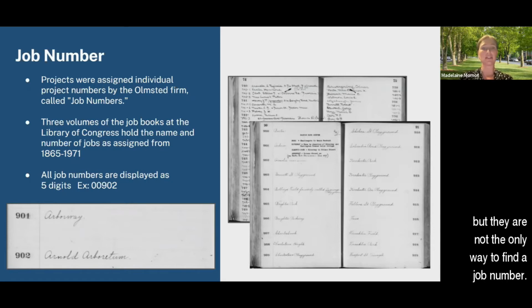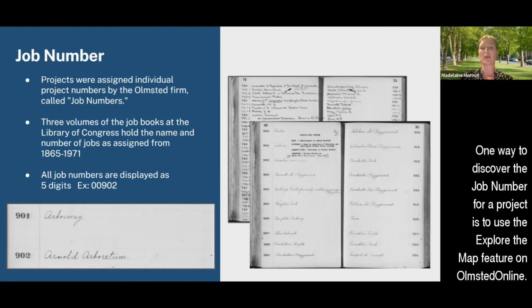So the job books can provide an interesting insight into the naming and sequence of jobs, but they are not the only way to find a job number. And one way to discover the job number for a project is to use the Explore the Map feature on Olmsted Online.